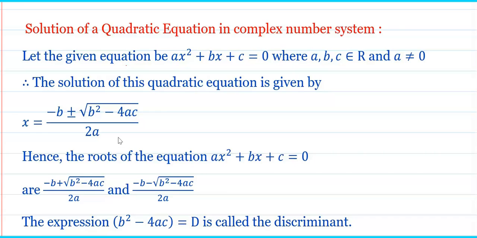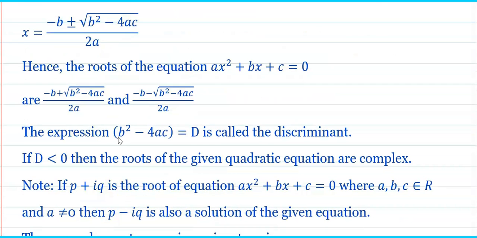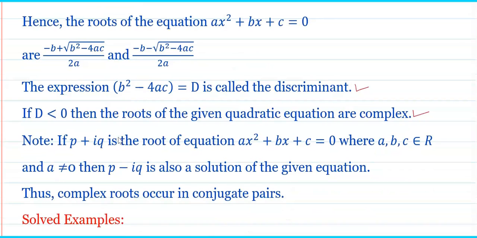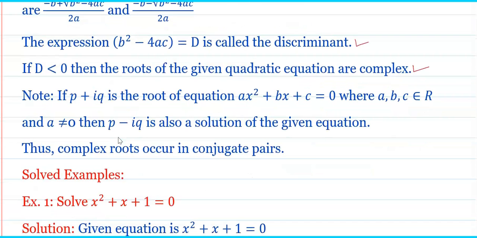Okay, the expression b square minus 4ac, that is equal to capital D, is called the discriminant. If D is less than 0, meaning it is negative, then the roots of the given quadratic equation are complex. Note that if p plus iq is a root of the equation ax square plus bx plus c equals 0, where a, b, c belong to the set of real numbers and a is not equal to 0, then p minus iq is also a solution of the given equation. Thus, the roots occur in conjugate pairs. Okay, जे काही रूट्स मिळतील ते तुम्हाला कसे मिळतील तर ते कॉन्जुगेट पेअर मध्ये मिळतील.